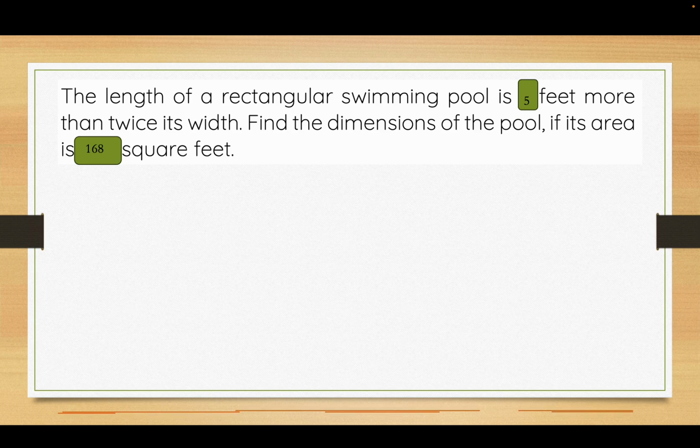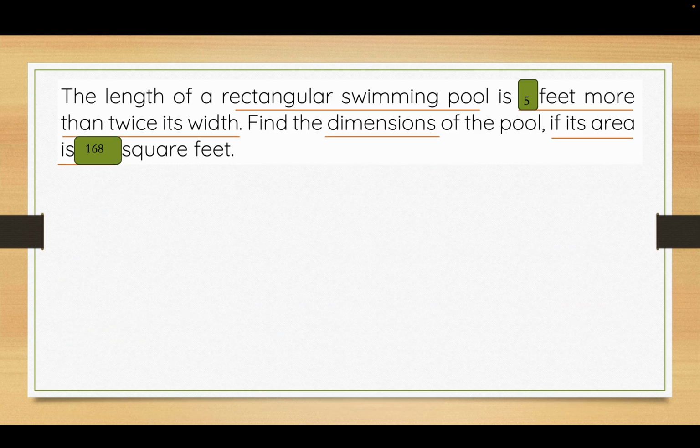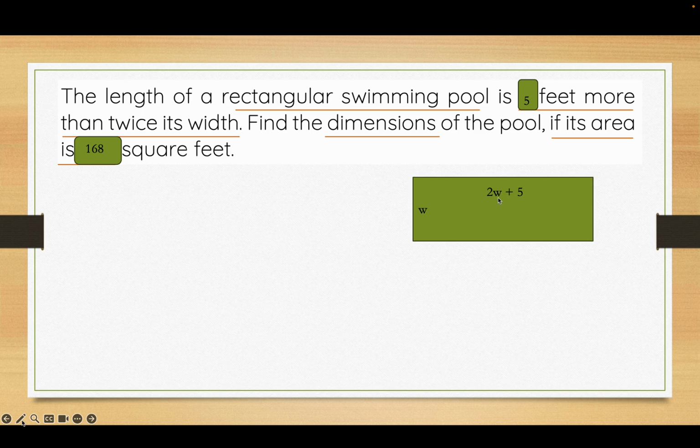Okay, so always a diagram with geometry, always underline the important stuff. Rectangle, 5 feet more than twice its width, wants the dimensions, if the area is 168. So here is my rectangle. Length times width is area, so W times 2W plus 5 is 168. Distribute. 2W squared plus 5W is 168. Get it all on one side, minusing the 168.